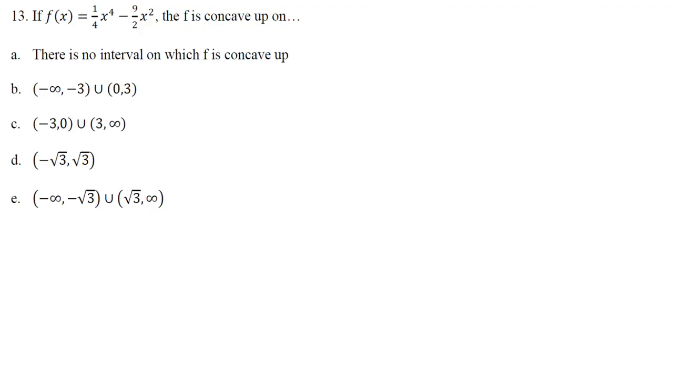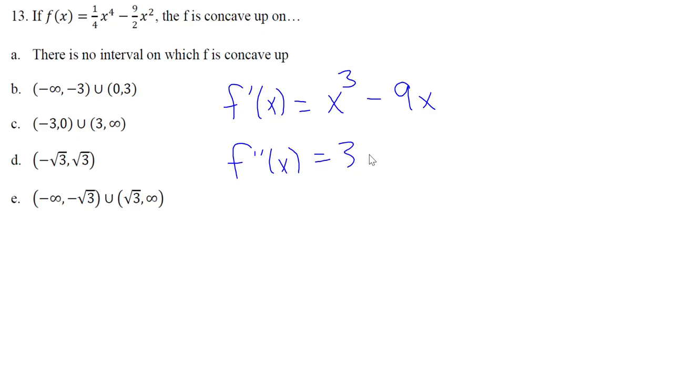All right, for our next one here, we want to figure out when the function is concave up, which means we need a second derivative. So f prime of x is equal to the power rule derivative of this. So 1/4 x to the 4th will just become x cubed, because 4 times 1/4 is 1. And 9/2 x squared will become minus 9x. Now, I don't really care about what happens with the first derivative because we're talking about concave up. So we want f double prime of x, which is 3x squared minus 9.